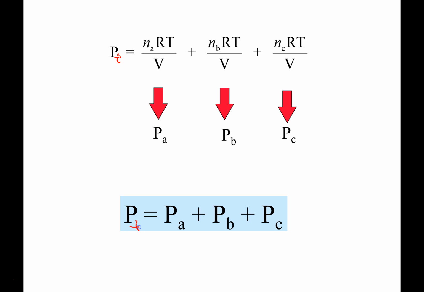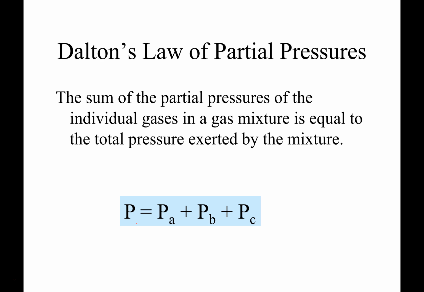The total pressure, it's kind of like I said a minute ago with the nitrogen and the oxygen. The total pressure that the nitrogen and oxygen exhibit, you can take the partial pressure of nitrogen plus the partial pressure of the oxygen. That's the total pressure. Dalton's law of partial pressures.